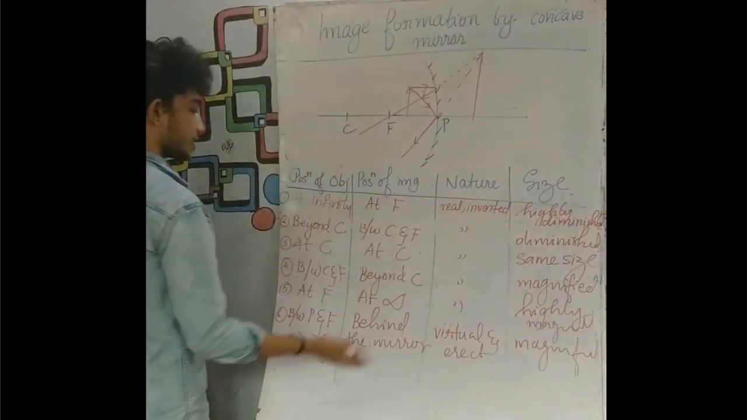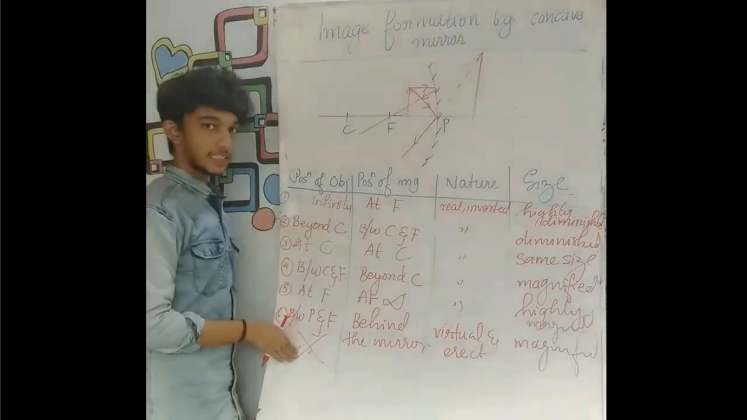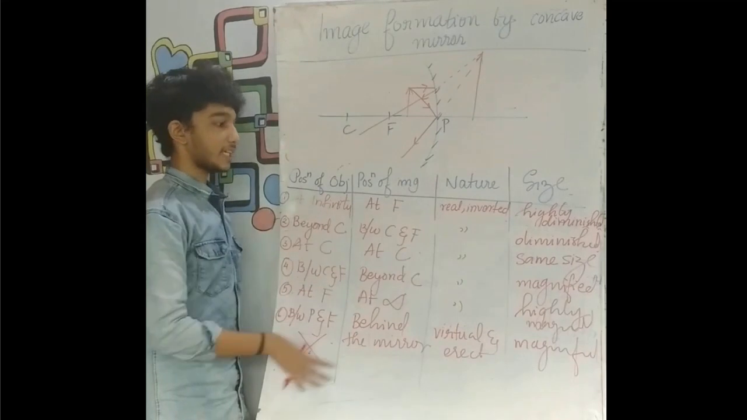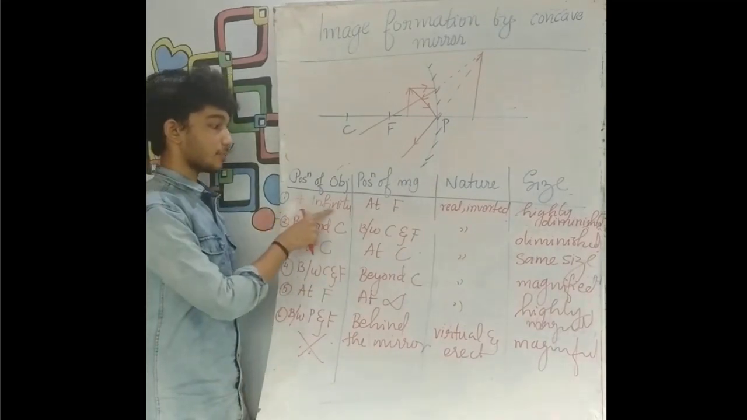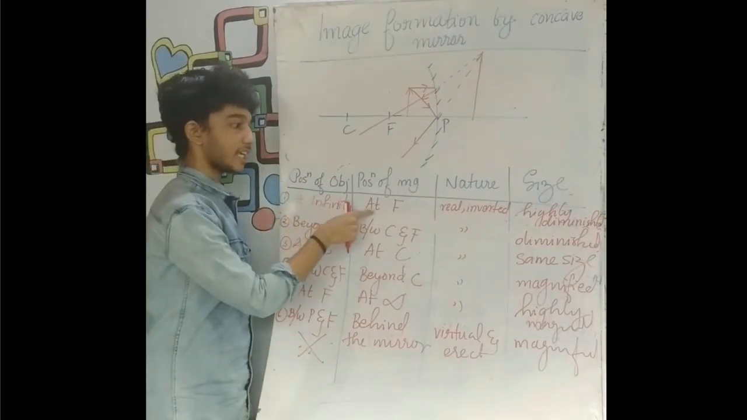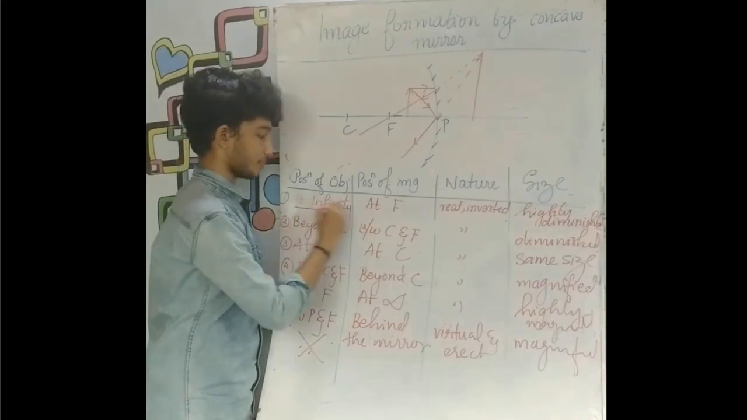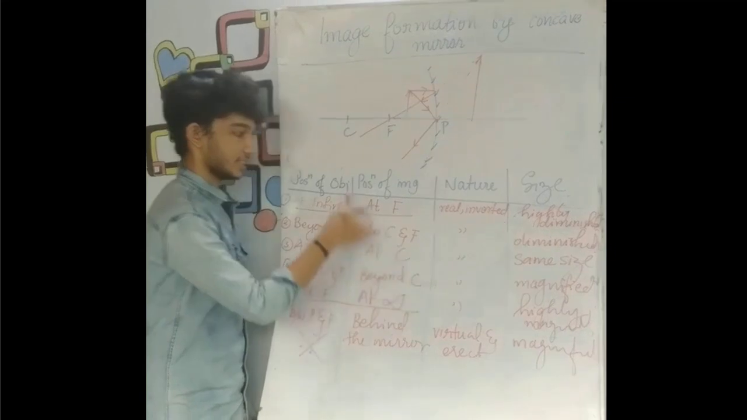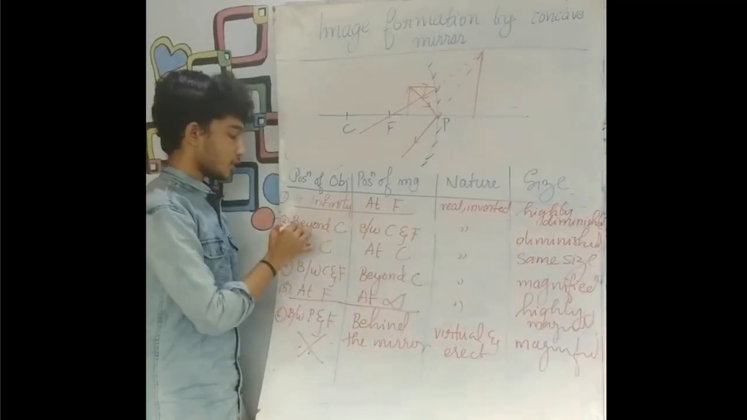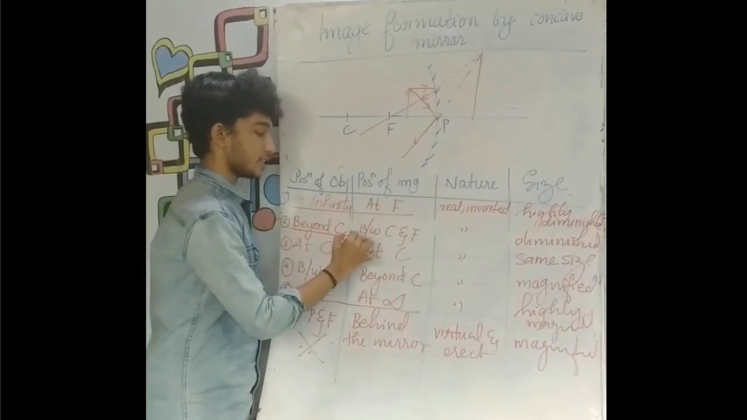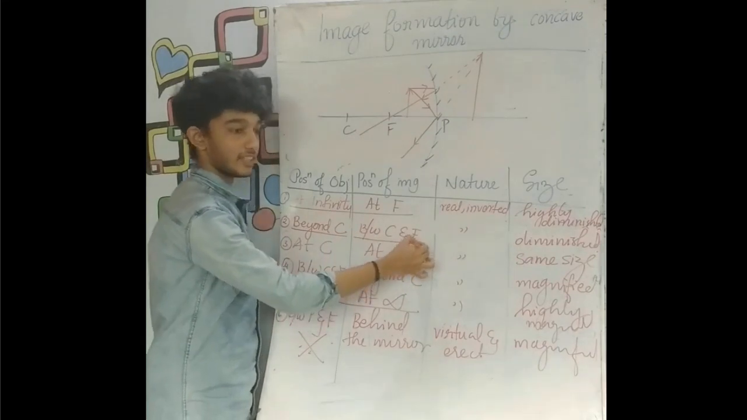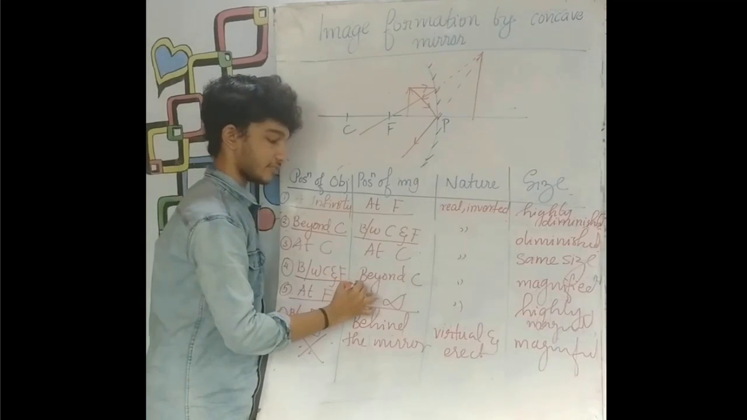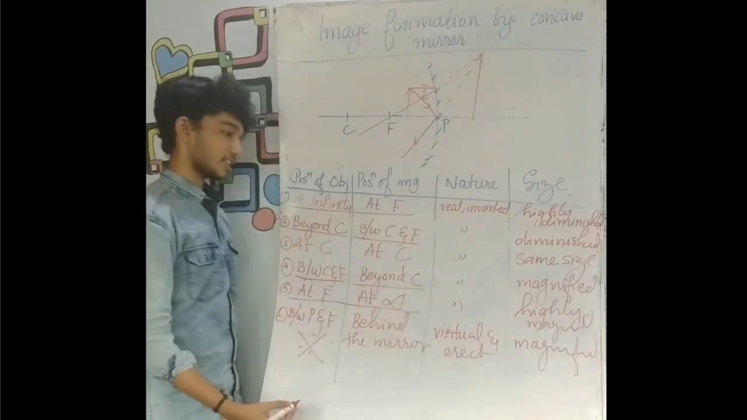These are the 6 cases, 6 places where we are placing the object, and we have analyzed the image formation. Let me make a conclusion about this. If the object is placed at infinity, we get the image at the focus. If the object is placed at focus, we get the image at infinity, the direct opposite. If the object is placed beyond the center of curvature, we get the image between the center of curvature and focus. And if we are placing the object between C and F, then we get the image beyond the center of curvature.